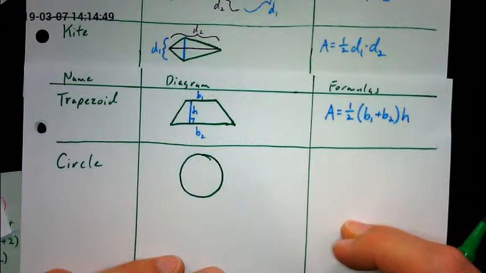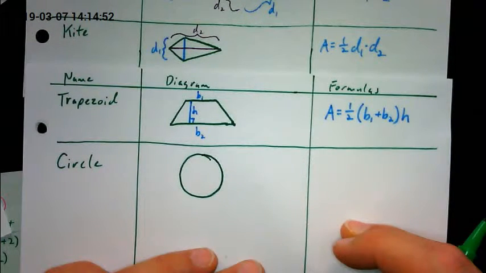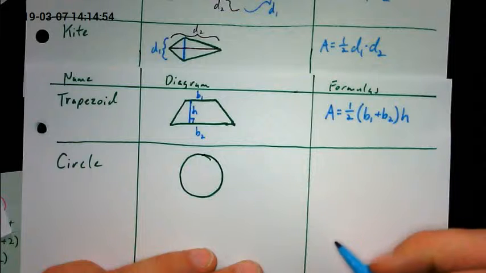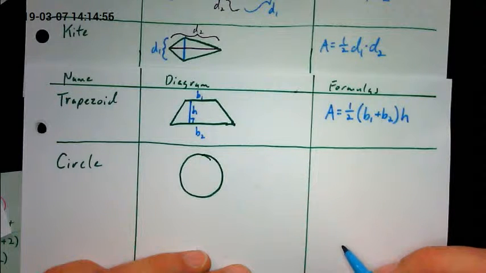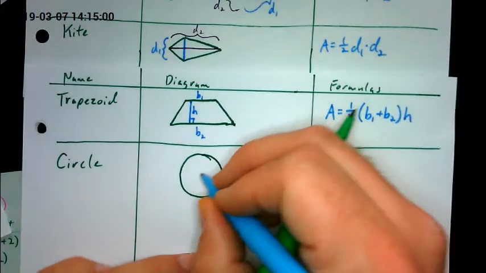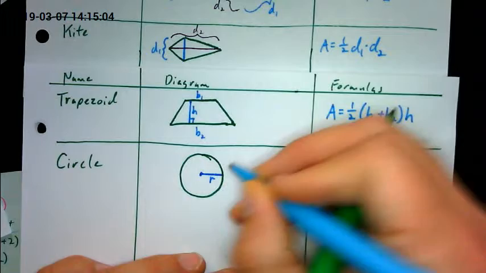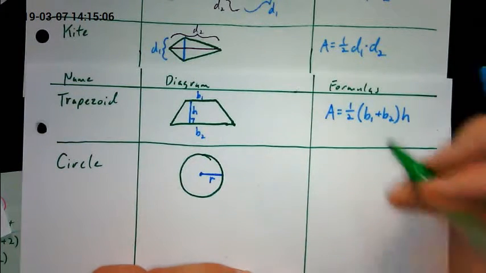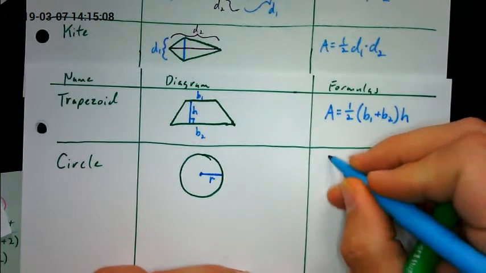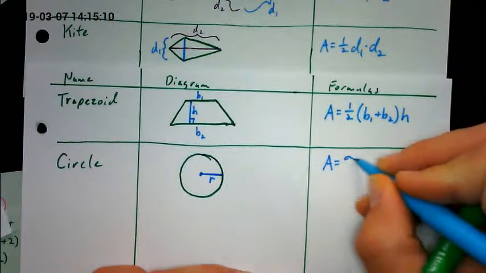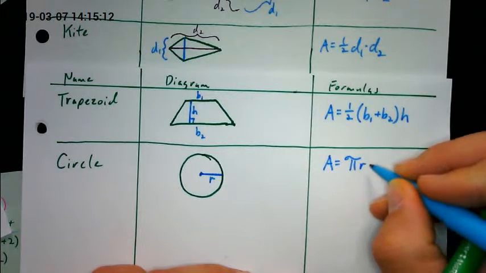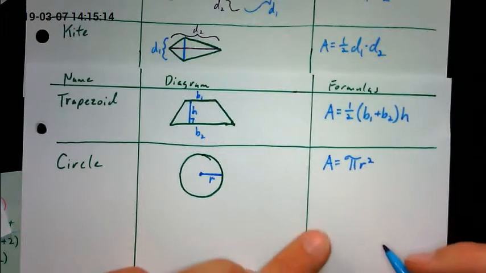So we have our circle. The only measure we need, guys, the only measure we need in order to do area of a circle is our radius. And it is pi r squared. So our formula for area is pi r squared.